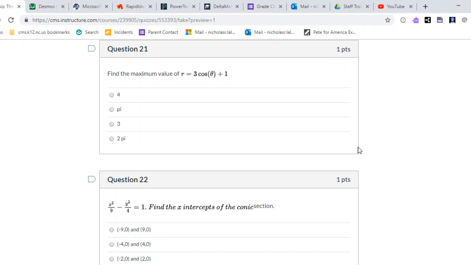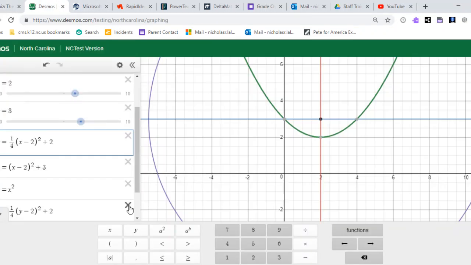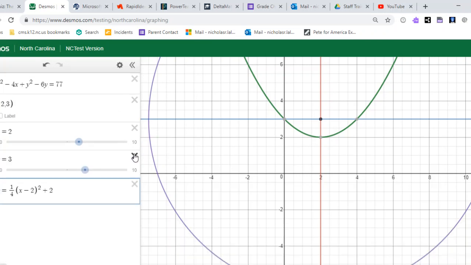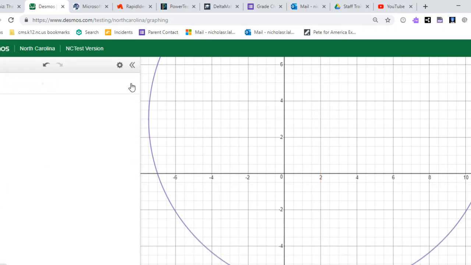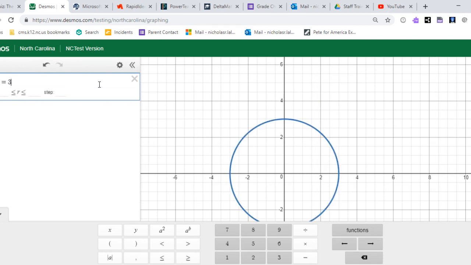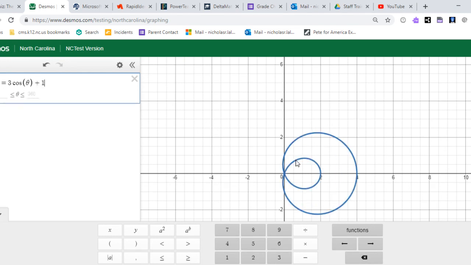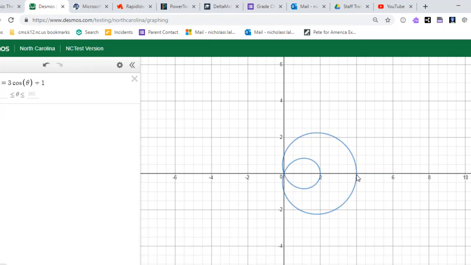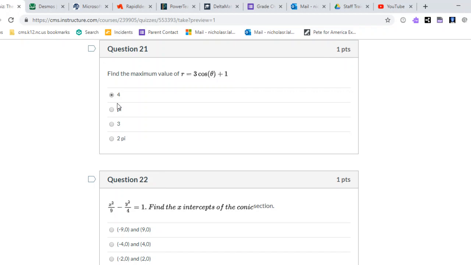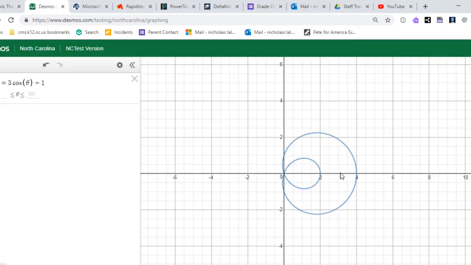Find the maximum value of r is equal to 3 cosine of theta plus 1. Now the answer is 4 because the highest value you can have for cosine is 1, so 3 times 1 is 3, plus 1 is 4. If you're confused by this, go to Desmos. R is equal to 3 times the cosine of theta plus 1. And the largest distance from the center is 4. So the answer is 4, and I can see it on the calculator.